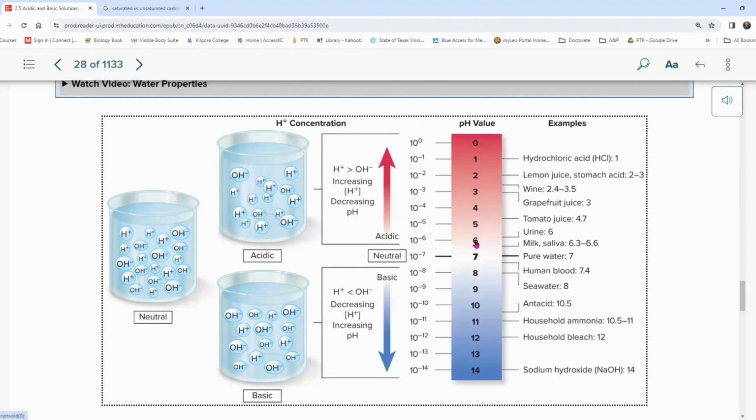So going from 6 to 5 may only look like 1. That's only decreased by 1, but it's actually changed by 10, 100, 1,000, 10,000, 100,000, a million. So it actually increases by 10 each time. So it's very, very, very acidic. And as you go down here, it's very, very basic. So we simplify it to be 0 to 14. However, a jump between each of these numbers is actually multiplying by 10.